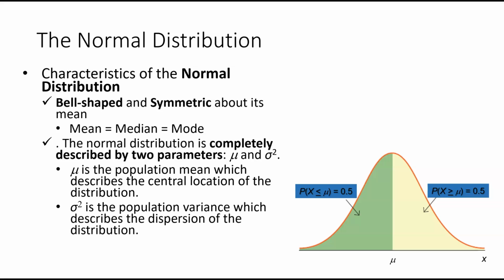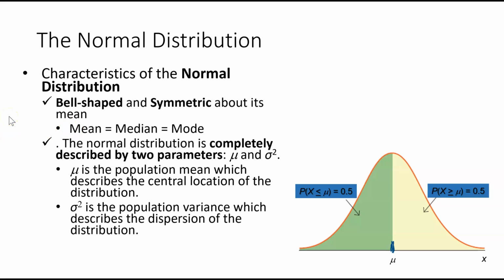A normal distribution is bell-shaped here. So this is the traditional bell-shaped curve. And the mean, the median, and the mode are all the same. And the mean is right in the middle. We use mu for the mean. And that is the central location in there.